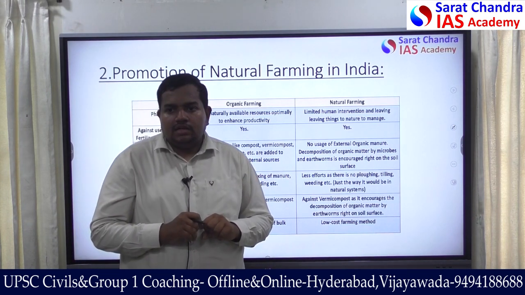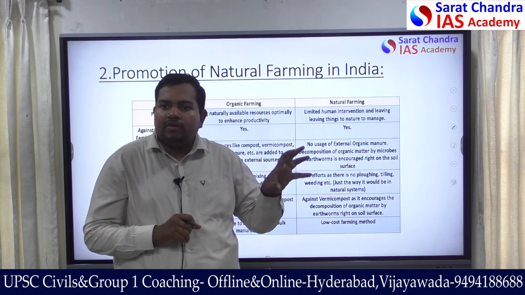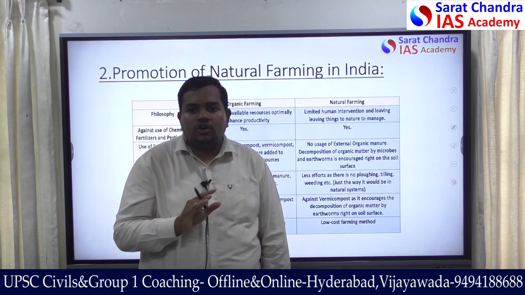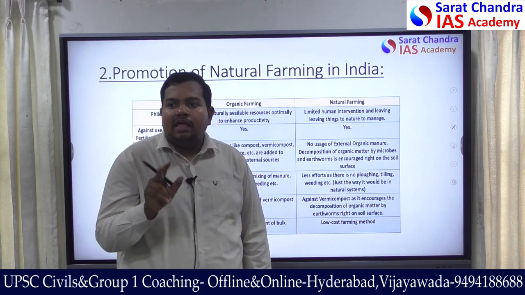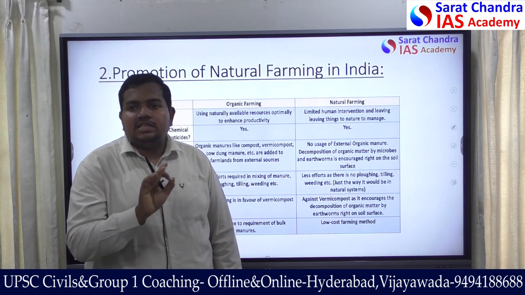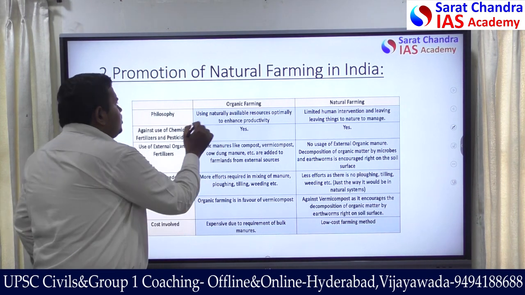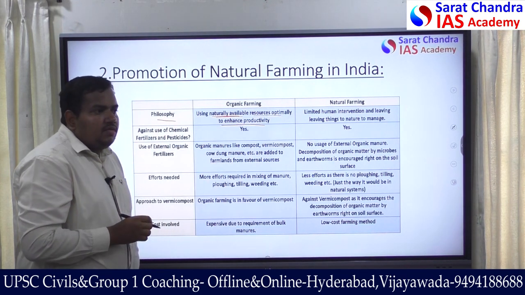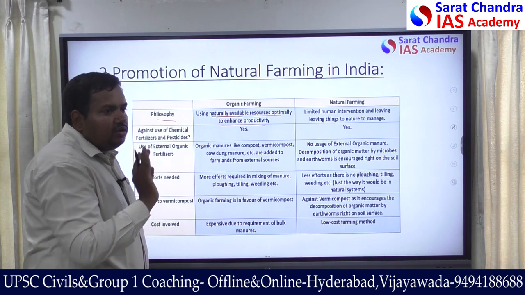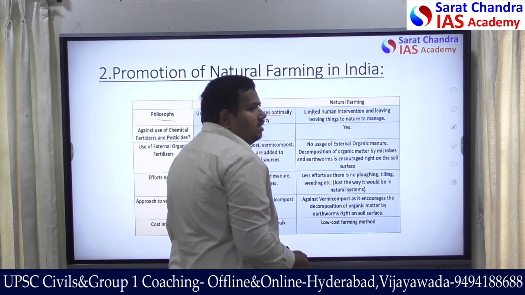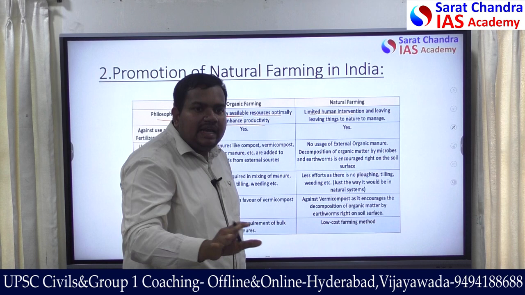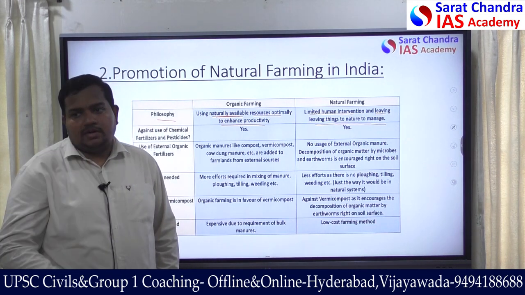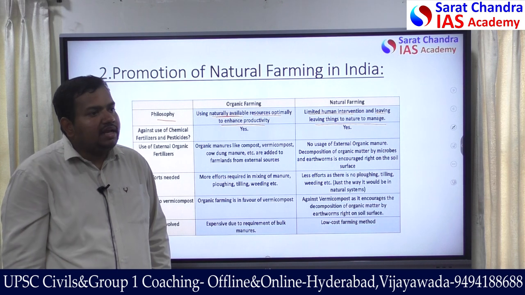And also with respect to land, generally what do we do? Plowing. In organic farming, we can do that. But in natural farming, we should not disturb the land. Any kind of external input should not be there in natural farming. But in organic farming, it can be there, but it has to be by natural means. Okay, that is the main difference. Now we will see the philosophy of natural farming: using naturally available resources optimally to enhance productivity. Whatever resources are naturally available, we are going to use them. Limited human intervention, that means we should not intervene with the land, and leaving things to nature to manage. That is natural farming.